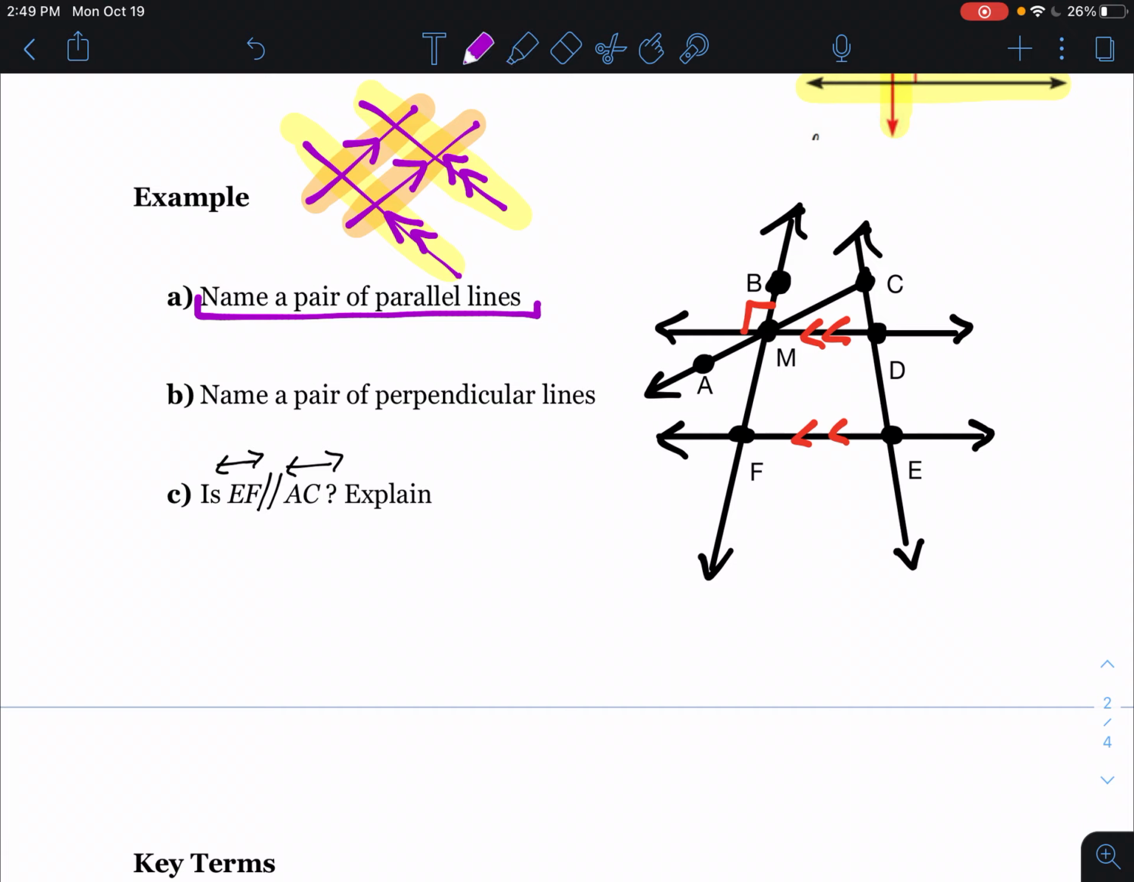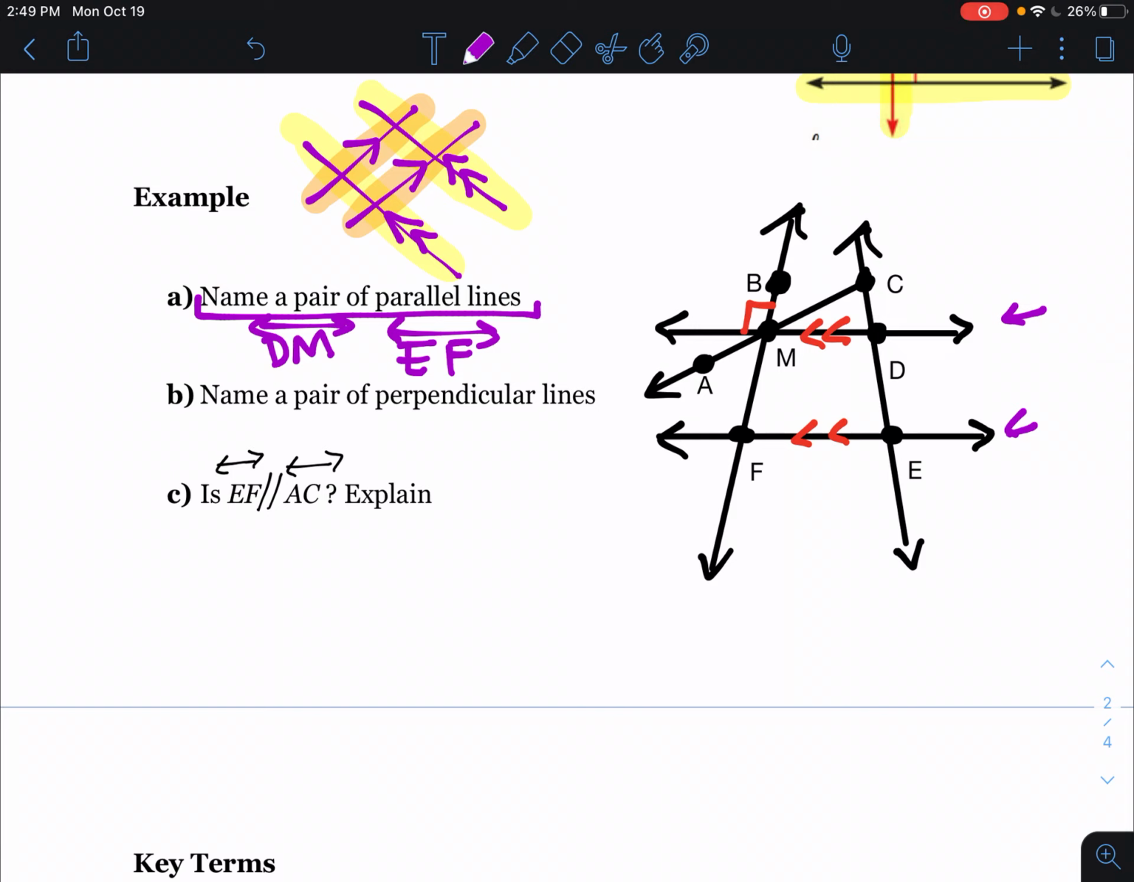Okay, so let's name a pair of parallel lines. Looking at this picture, I see two lines with the matching number of little arrows, and those lines are, I'll call it DM and EF. Now remember, you could have called that MD and FE, doesn't matter. Name a pair of perpendicular lines.